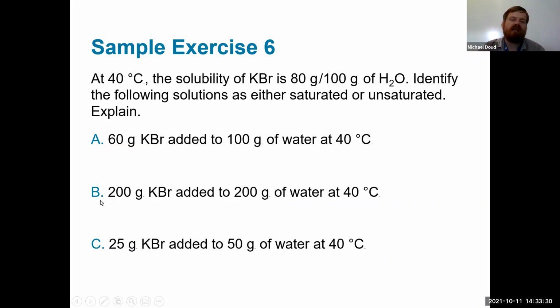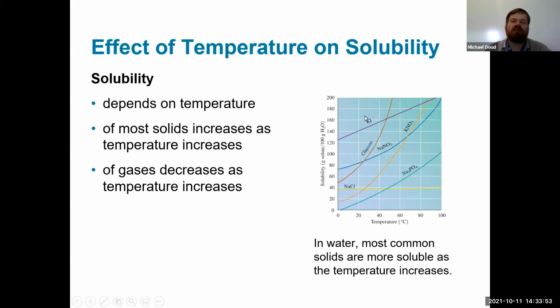Okay, so I hope that made sense. If you have 200 grams of KBr per 200 grams of water, that's clearly the same as 100 grams of KBr per 100 grams of water. And that case would be saturated because it's over the solubility limit. Then finally, 25 grams of KBr to 50 grams of water, well, that'd be 50 grams of KBr to 100 grams of water. That's clearly less than our solubility, so that's another unsaturated solution.